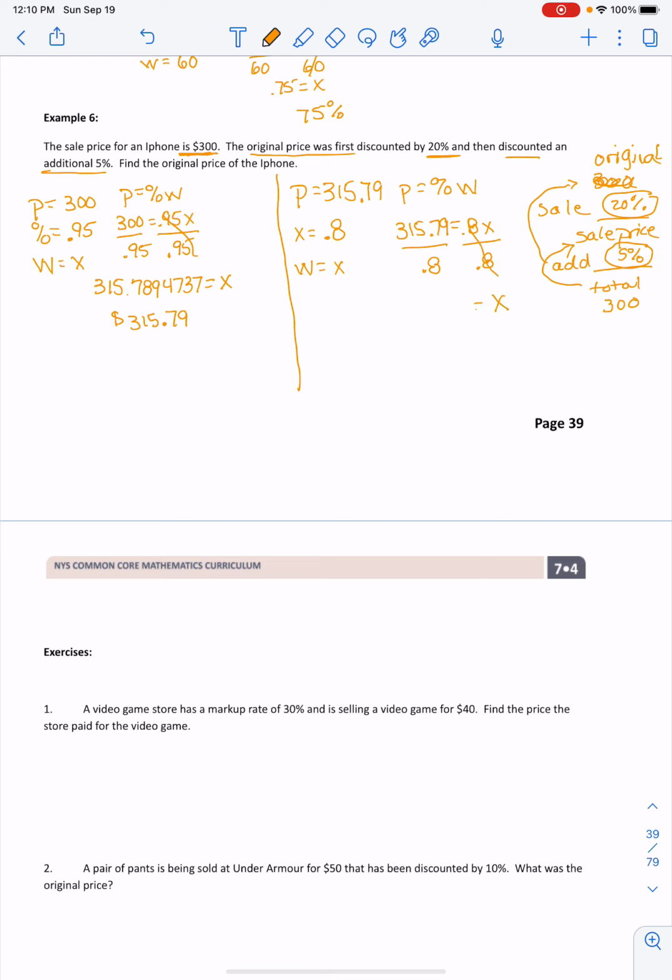And our X is going to be, so you take that 315.79 and divide it by 0.8, and you're going to get 394.7375. And again, we have to round it. So when we round it, it's 394.74, and that's our original price.